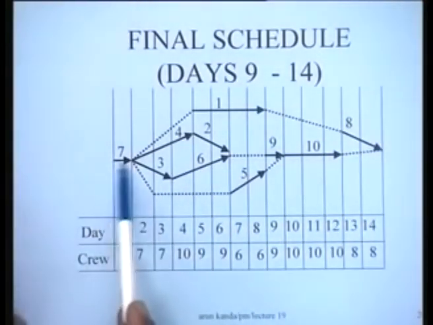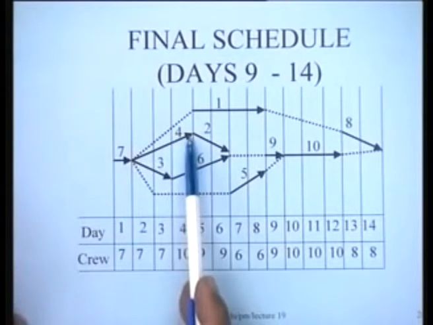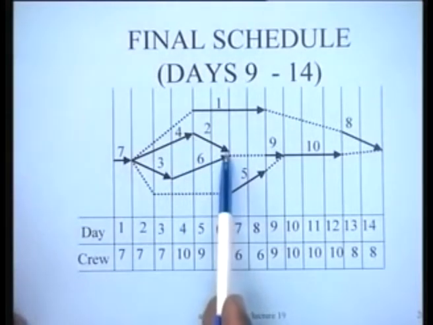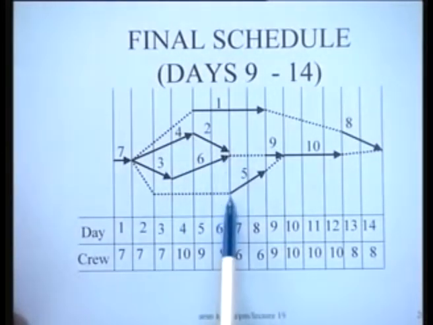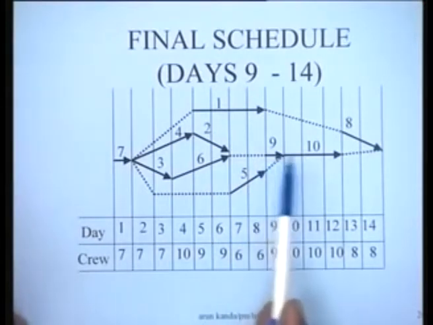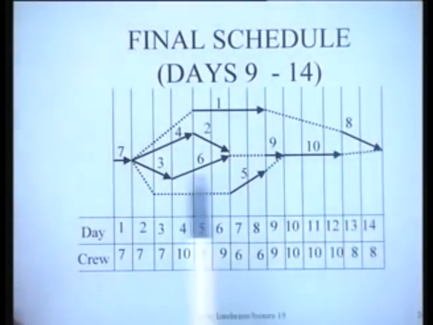You see, you can go 7, then you can go 4, then you can go 3, then can you go to anything else? Yes, you can go to 5, and then you can come to 9, and then you can come to 10, and then you can come to 8. Look at this same network and notice the following thing.